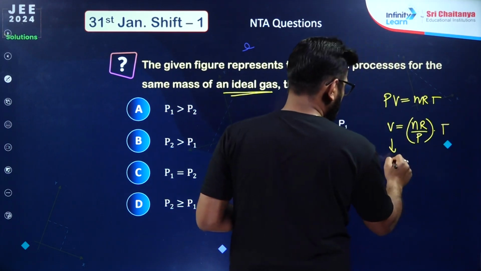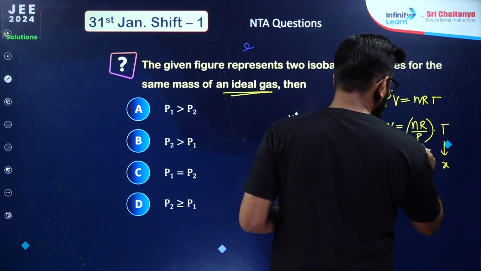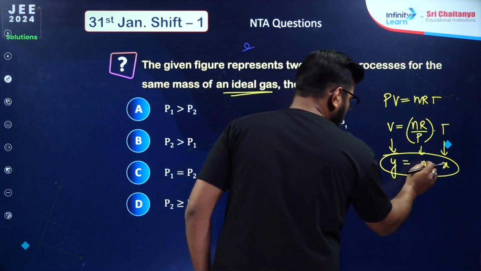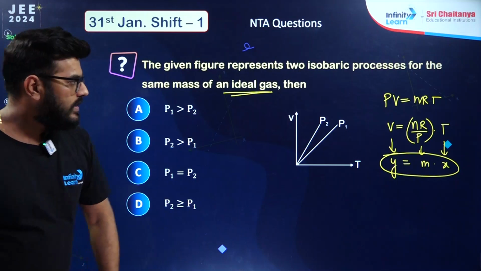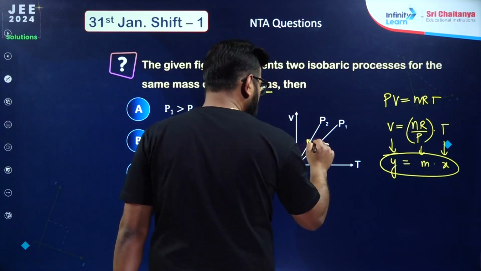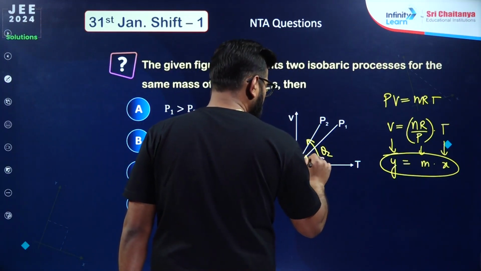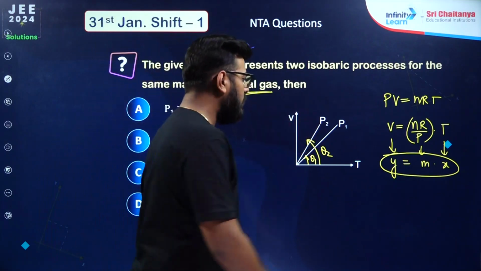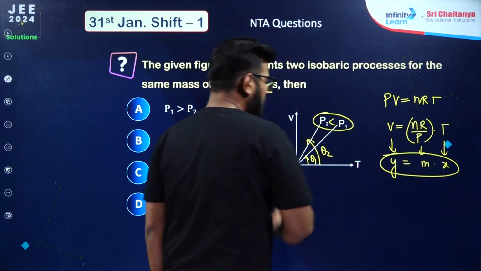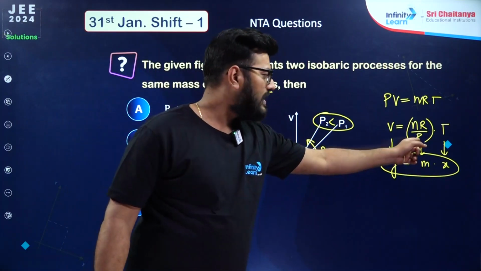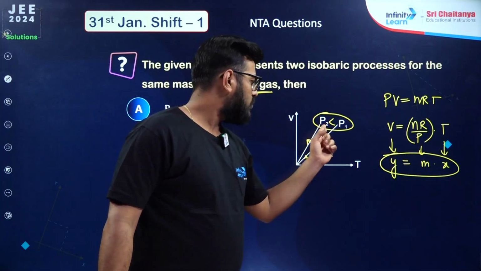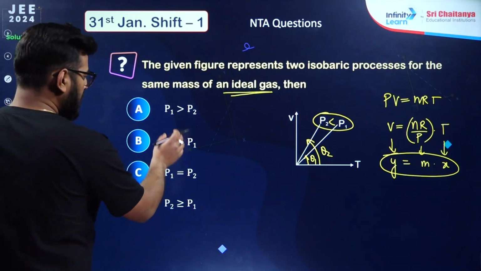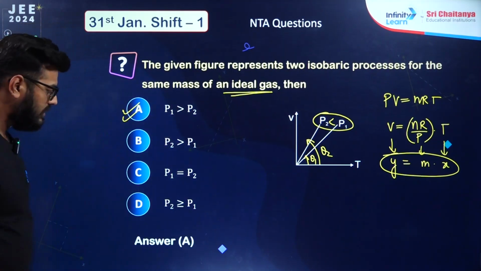Now, if this is your Y, this is your X, then probably this should be your m over here, right? So, more is the value of slope, less is the value of pressure. Which one is having more slope? Obviously, P2 is having more slope as compared to P1, which is having lesser slope. So, since P2 is having more slope, that means P2 value will be lesser as compared to P1. More slope, so lesser pressure. So, that is what they are asking. P2 should be lesser than P1. Option number A is the correct answer over here.